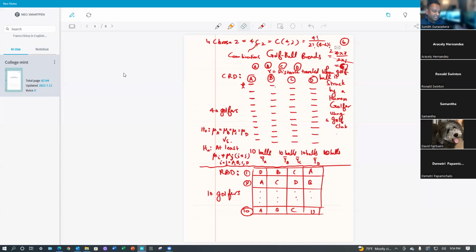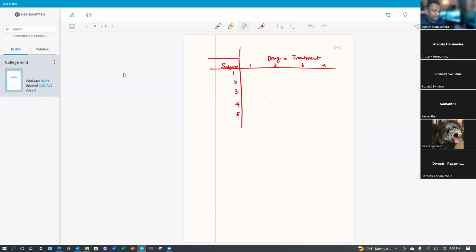But here, in this example, a drug would be your treatment, 1, 2, 3, 4, and there are 5 subjects. What would be your y? Y would be the response or reaction time.